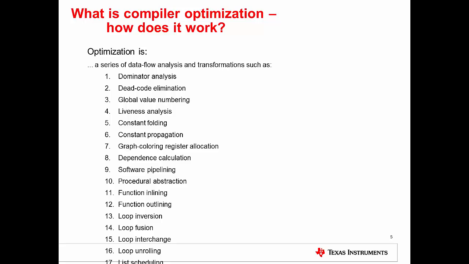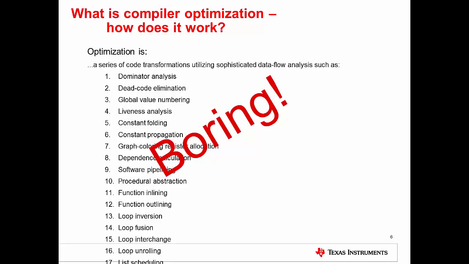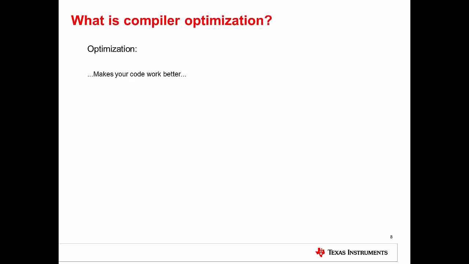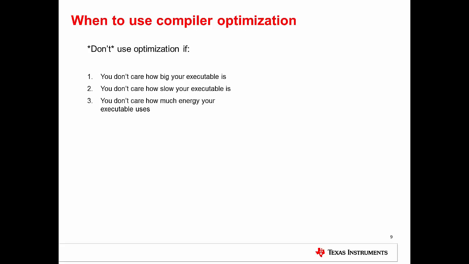What is optimization? Well, optimization is a series of data flow analysis and transformations such as dominator analysis, dead code elimination, global value numbering, liveness. Okay, so that's boring. No wonder Fred, who's got the attention span of a bird, doesn't know what it is. So let's simplify. Optimization makes your code work better. Okay, so that's good. When do we use it?